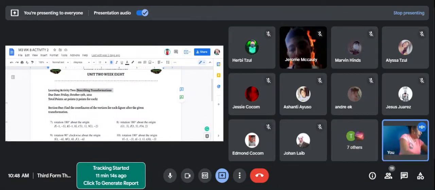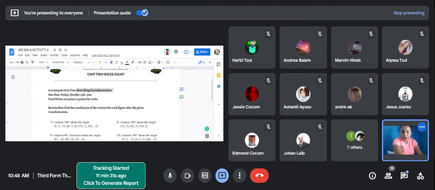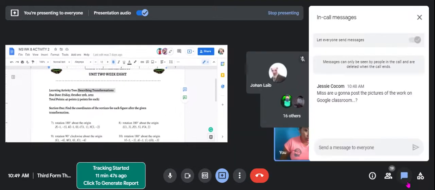Okay, let me quickly write this right here. So you do need the rules. The rotation for 90 degrees: (x, y) goes to (negative y, x). You need the one for 180, which is (x, y) goes to (negative x, negative y). And then you need the one for 270, which is (x, y) goes to (y, negative x). So those are what we need to begin today's class.